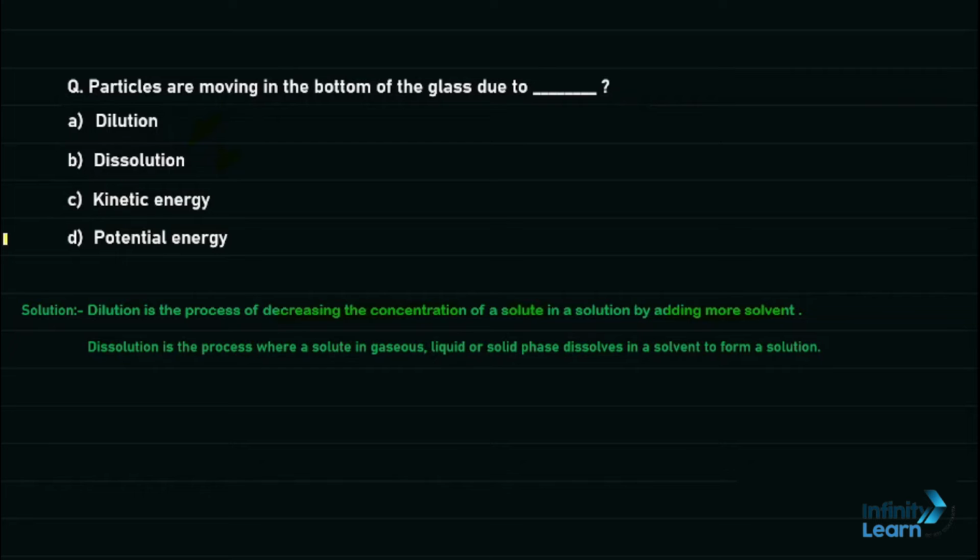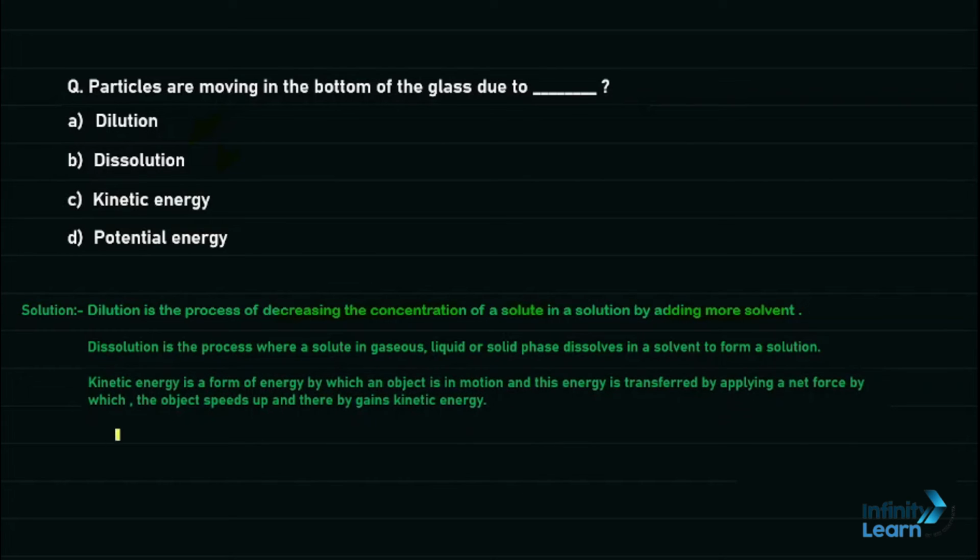And now let us move ahead with our third option, that is kinetic energy. So students, kinetic energy is a form of energy by which an object gets in motion. This energy gets transferred by applying a net force, by which the object speeds up and gains kinetic energy. And students, potential energy is mainly the energy that is stored or conserved in an object or substance.